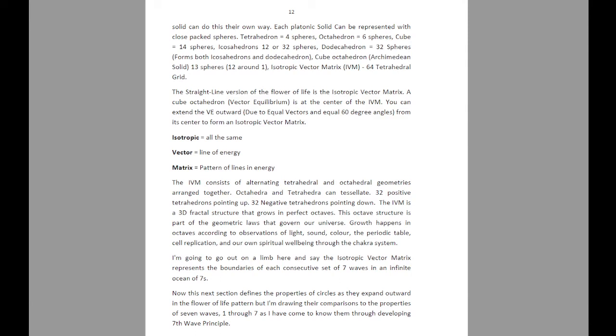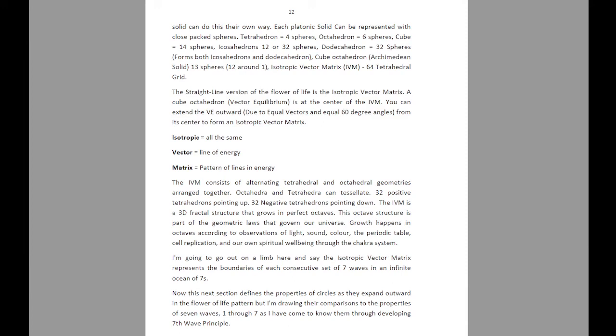The IVM consists of alternating tetrahedral and octahedral geometries arranged together. Octahedra and tetrahedra can tessellate. 32 positive tetrahedrons pointing up, 32 negative tetrahedrons pointing down. The IVM is a 3D fractal structure that grows in perfect octaves. This octave structure is part of the geometric laws that govern our universe.